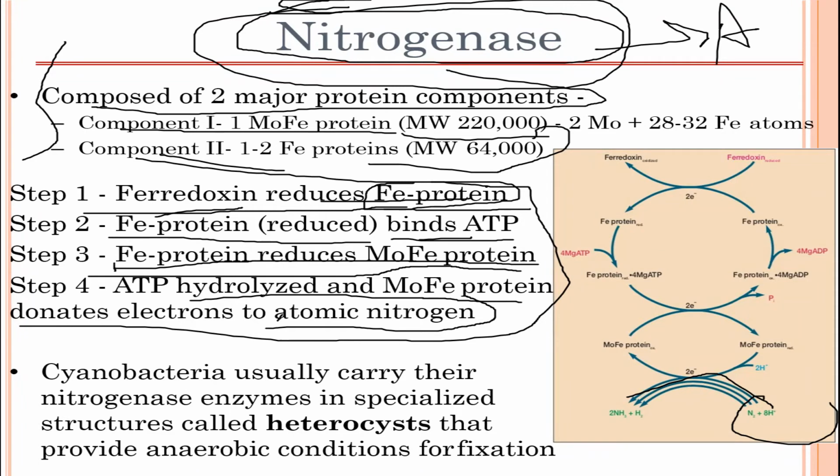Alright, and then the Fe protein, which was bound to ATP, gets hydrolyzed, and MoFe protein donates electrons to atomic nitrogen. So the last step is the ATP is hydrolyzed, and the MoFe protein, which is now reduced, donates electrons to atomic nitrogen so that the conversion can take place and give rise to ammonia.